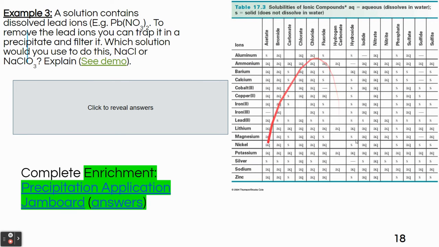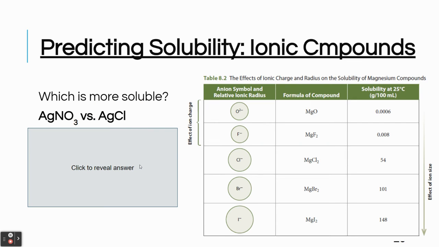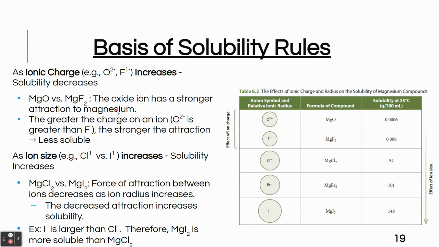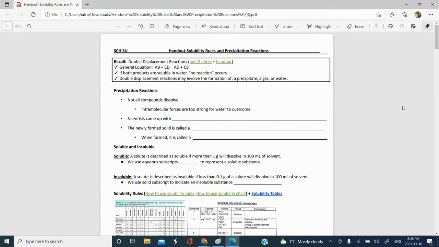So all these solubility rules essentially relate to this concept of ion charge and ion size affecting the solubility of ionic compounds. And now that you know those general rules, you'll be able to solve practice problems like this, for example, predicting which of these would be more soluble. We'll do that when we fill in the handout together. So let's go to our handout right here, and we'll see how much we remember.